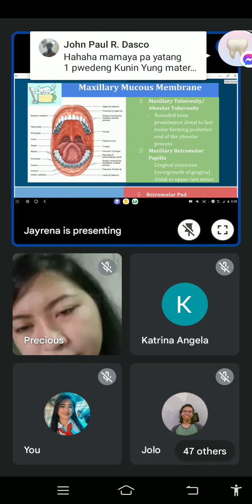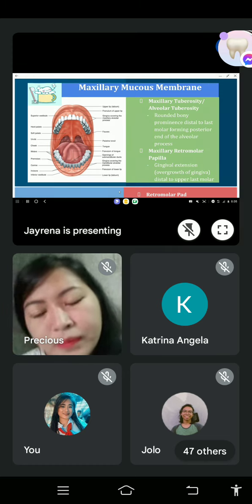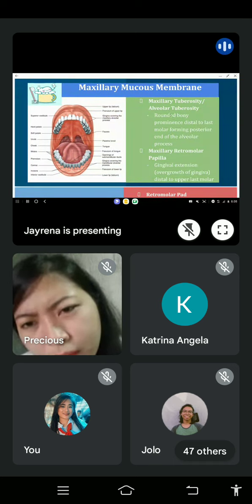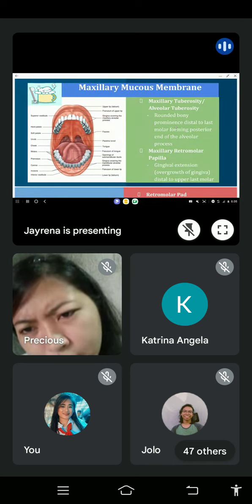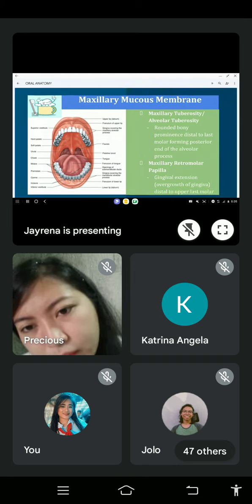So next, you have the maxillary tuberosity and the maxillary retromolar papilla. A maxillary tuberosity is a rounded, bony prominence distal to the last molar, forming the posterior end of the alveolar process. While the maxillary retromolar papilla is a gingival extension or overgrowth of the gingiva distal to the upper last molar. Sige, pakita ko sa inyo.